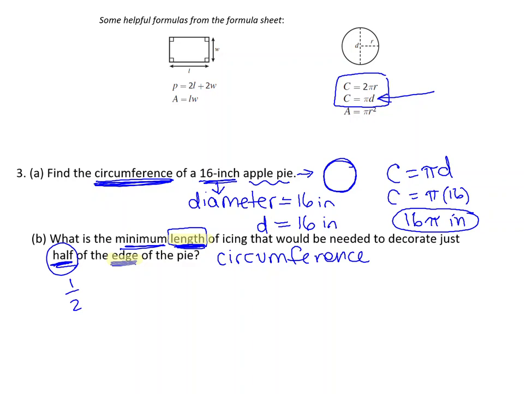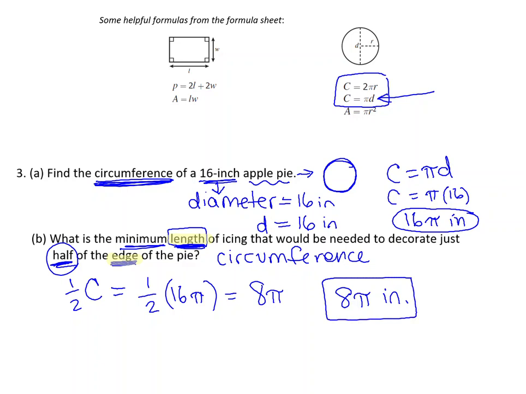Now we found the circumference earlier. We're going to do half of the circumference for this problem. So that will be half of 16 pi, which would be 8 pi. So our answer for this is 8 pi inches. That would be the minimum if we didn't stretch out any more icing.